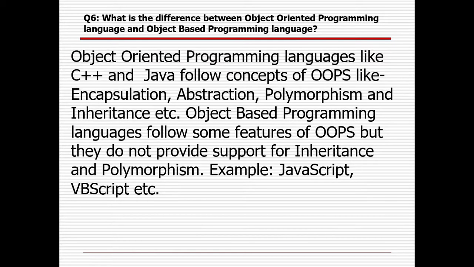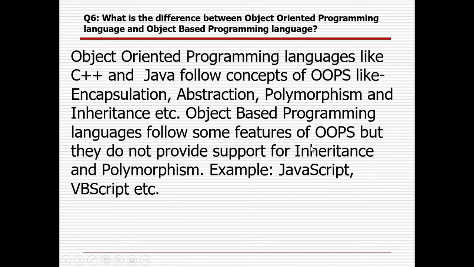What is the difference between object oriented programming language and object based programming language? You know Java is an OOPS concept, right? Object oriented programming language like C++ follows the concepts of OOPS like encapsulation, abstraction, polymorphism and inheritance, etc. Whereas object based programming language follows some features of OOPS, but they do not provide support for inheritance and polymorphism. Okay, that is the main difference.